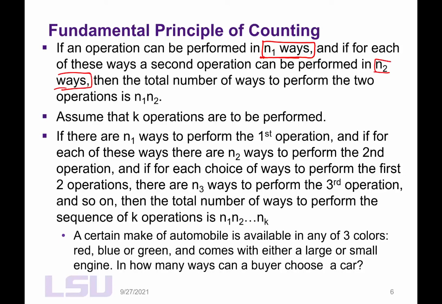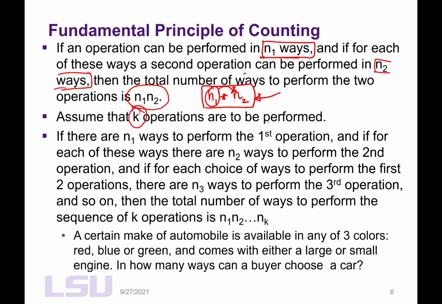So for each of these n1 ways, we can perform another operation in n2 ways. Then the total number of ways to perform both operations 1 and 2 is the number of ways of performing the first operation multiplied by the number of ways of performing the second operation, because for each of the n1 ways, you can perform the second in n2 ways. So this will be the total number of ways to perform the operation. So you don't have to count it by hand. You just use this rule.